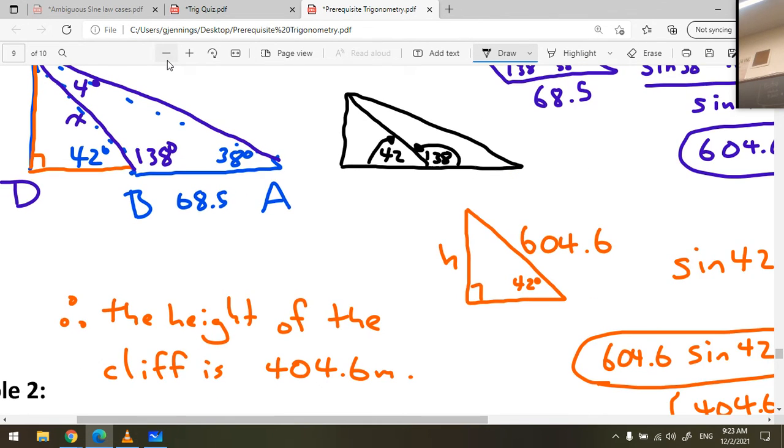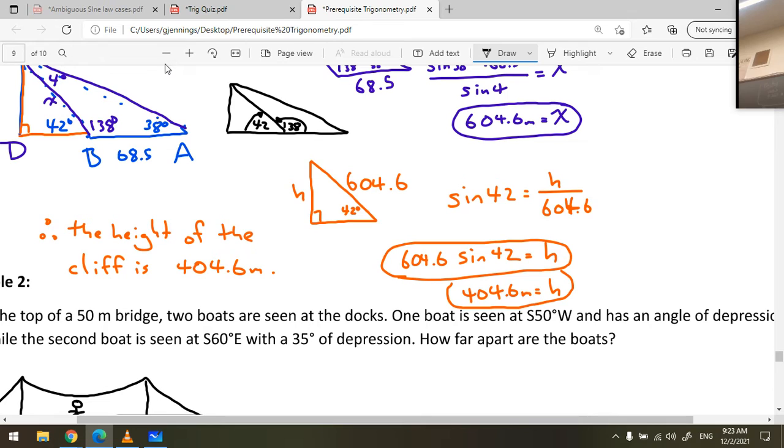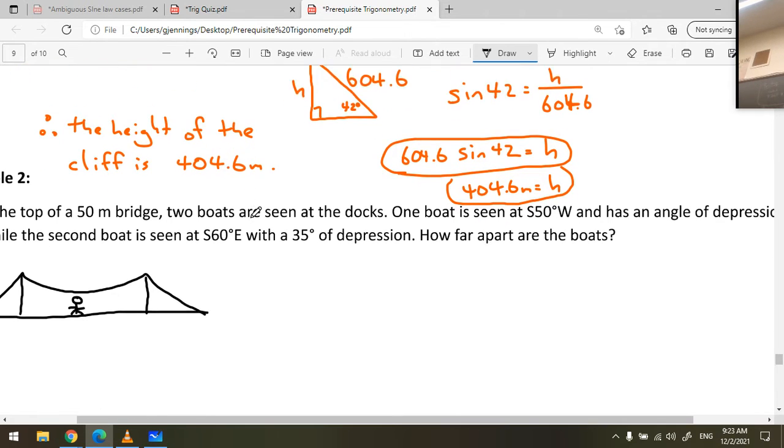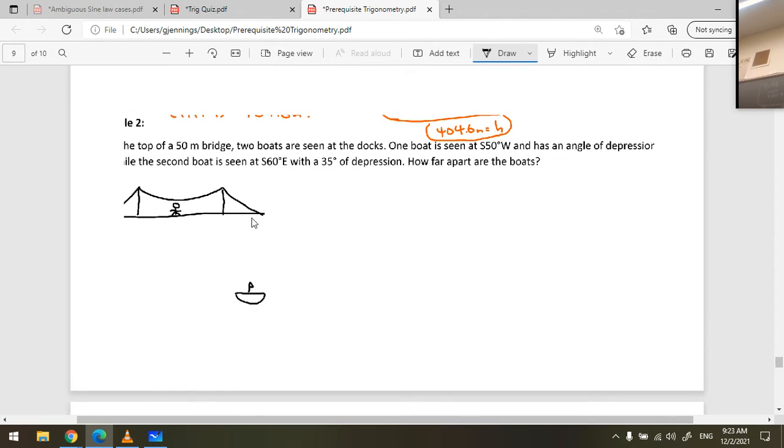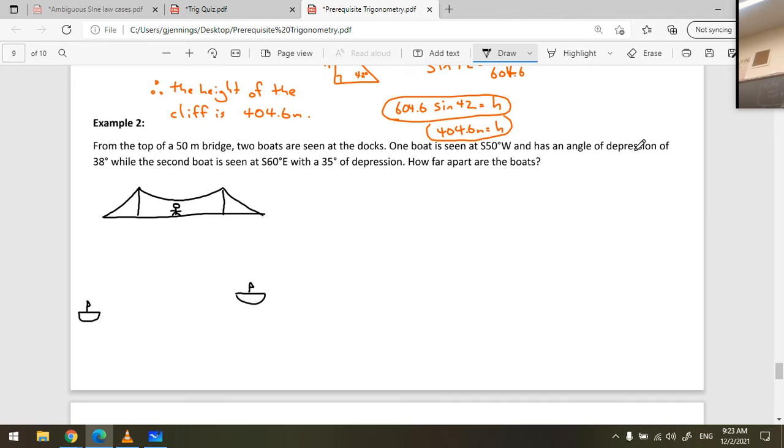So that's how we get our angles there. That's how we solve for these unknown angles, is using our basic geometry that a straight line is 180 degrees. So now let's take a look at this question. First, we read it and work to understand the question. From the top of a 50-meter bridge. So you'll notice I've already drawn my bridge, and it's 50 meters tall.